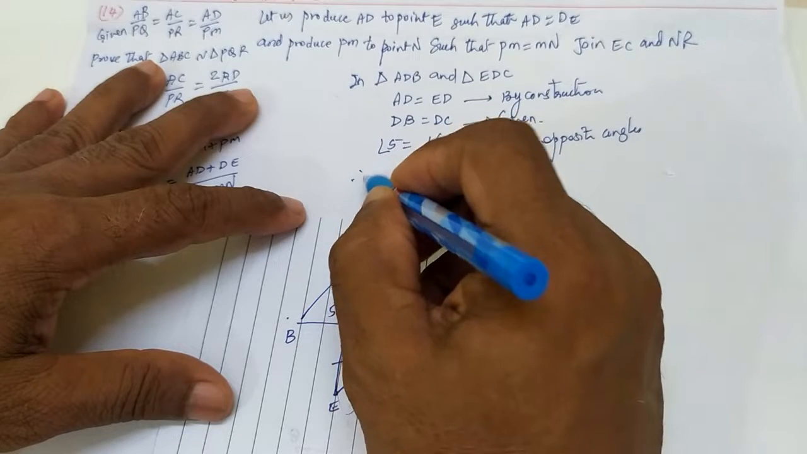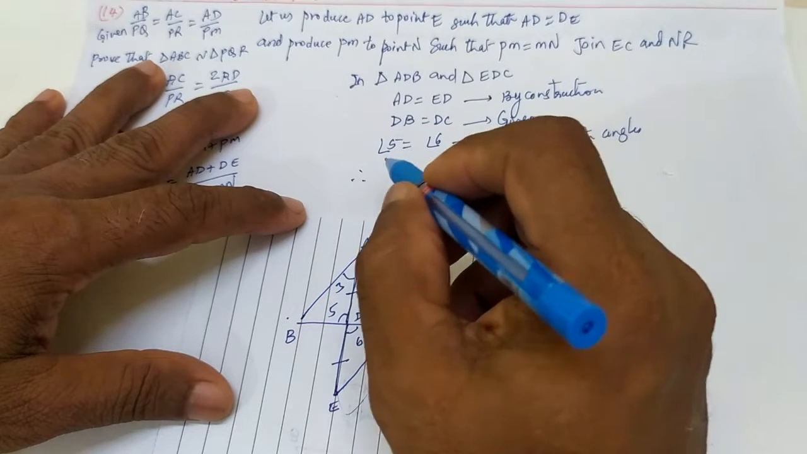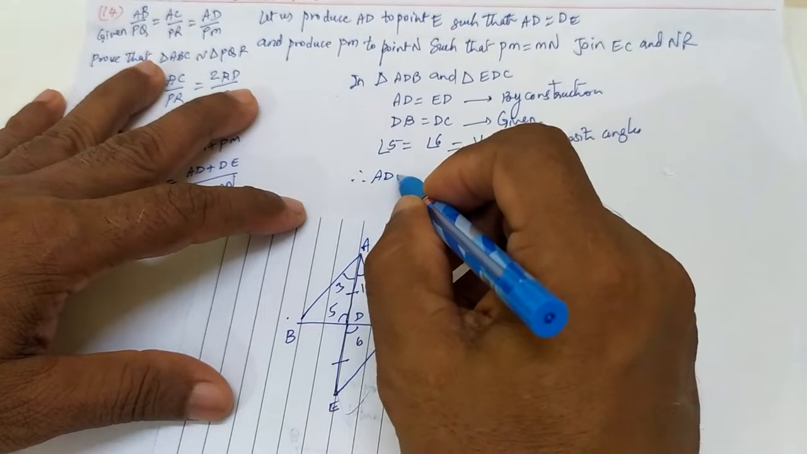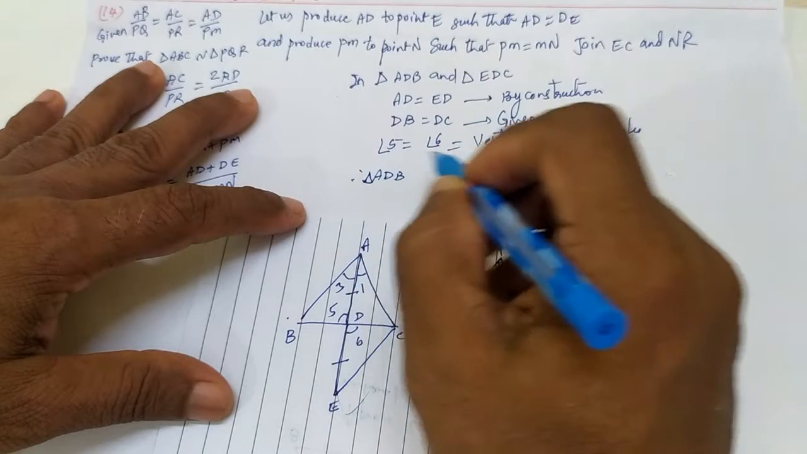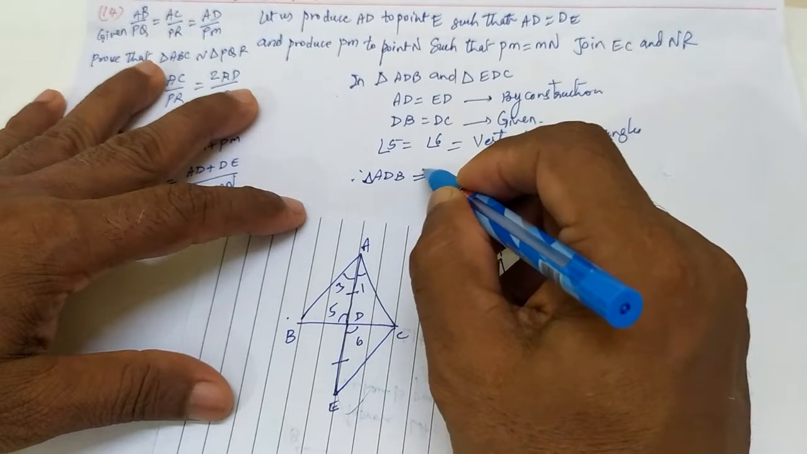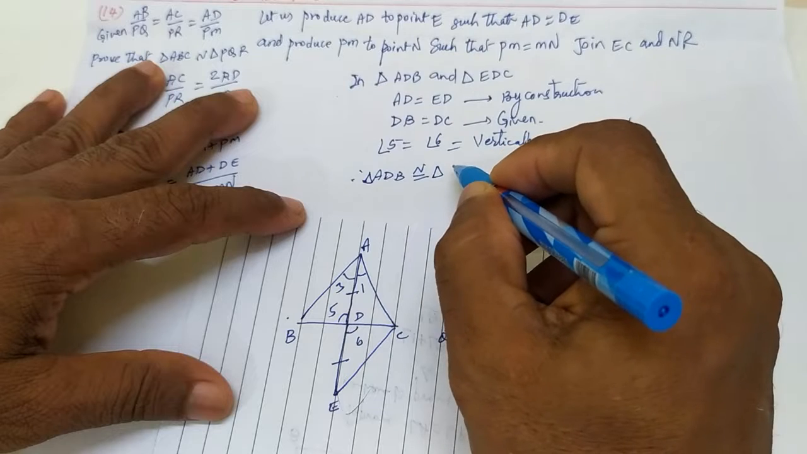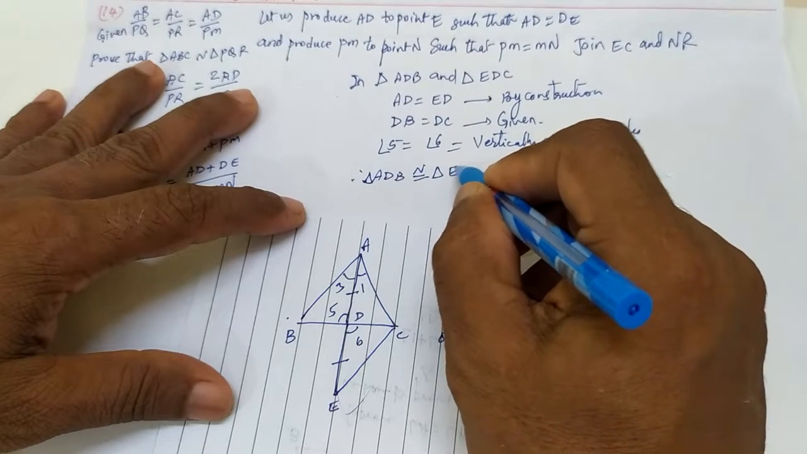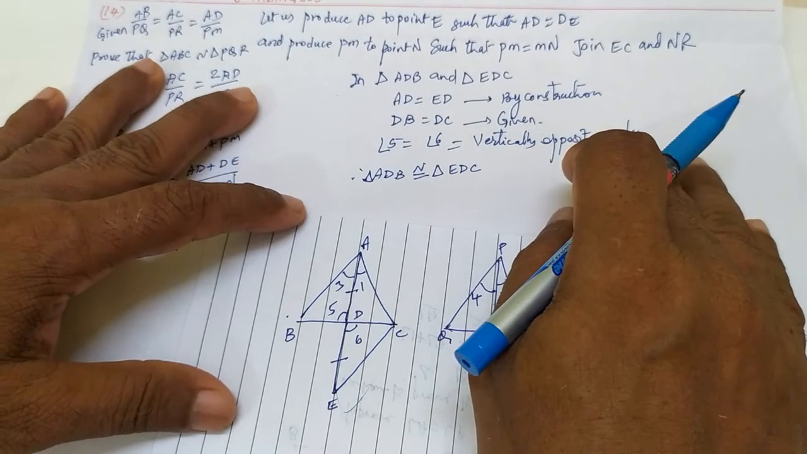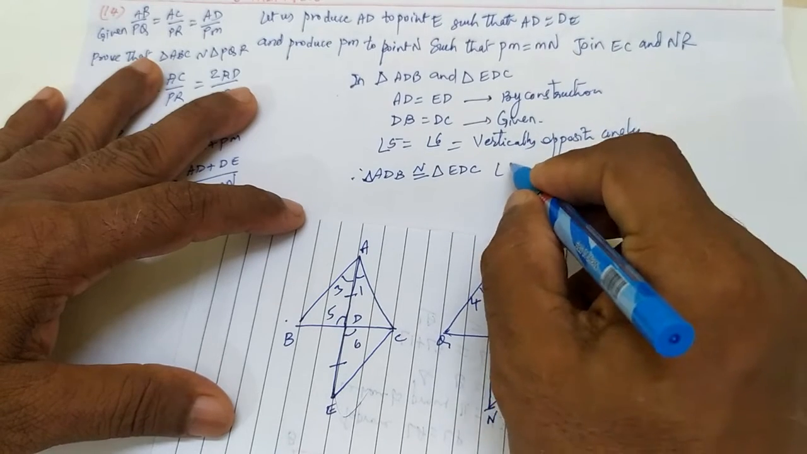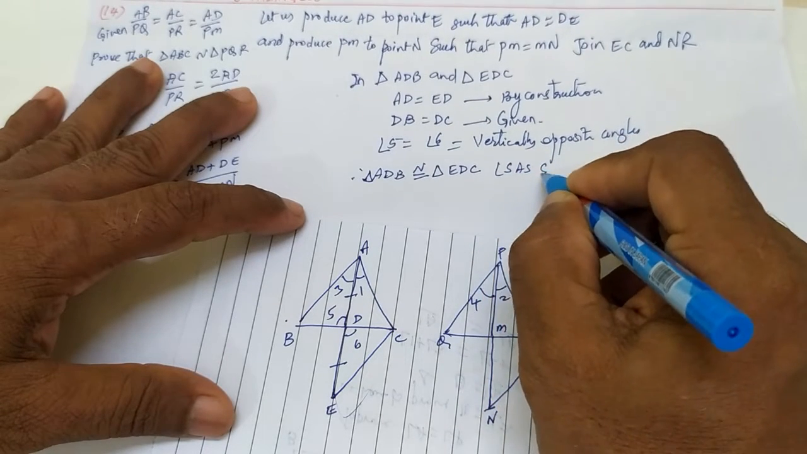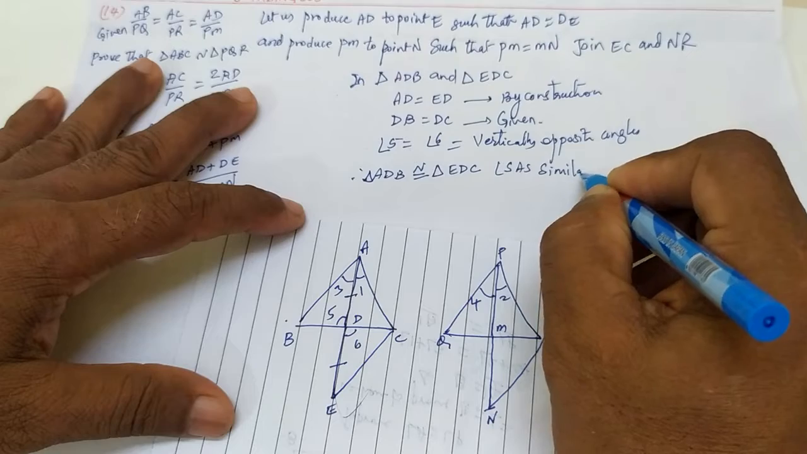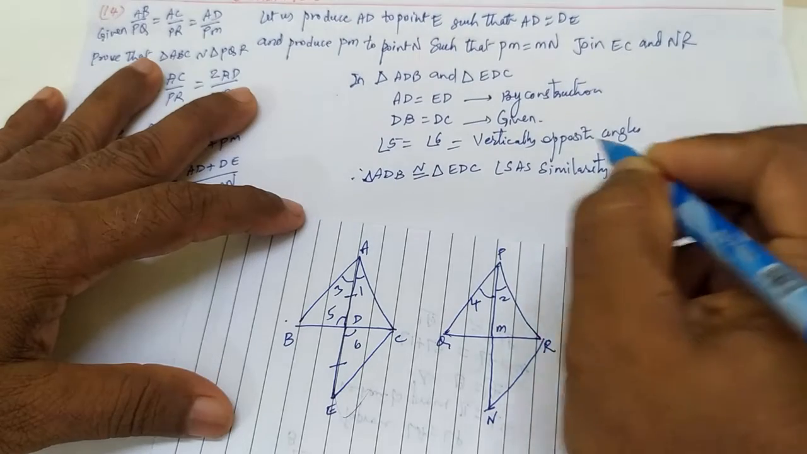Therefore you can say triangle ADB is congruent to triangle EDC. We have proved this. So this is by the side angle side criterion.